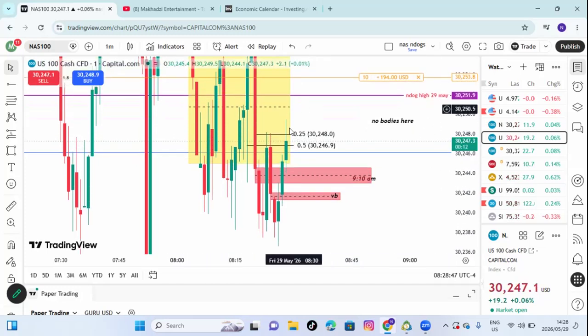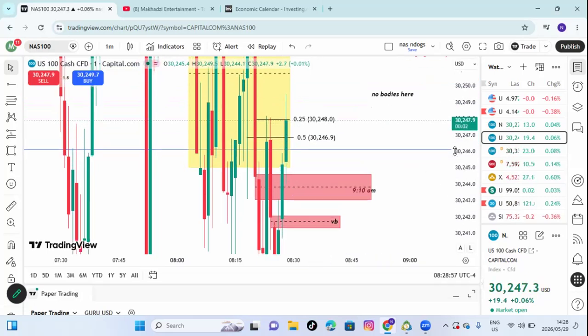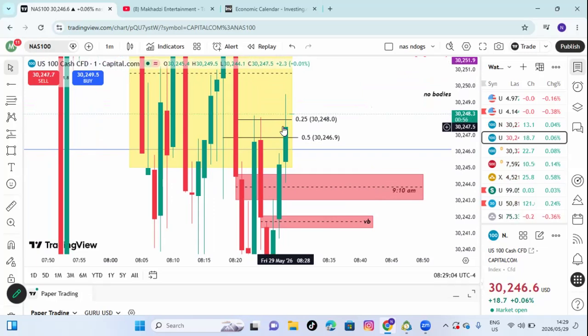And as I said, exactly on this level, we can wick outside of it, but the bodies should be closed below it. We should close below it, basically. We can wick outside of it, but close below it. Just exactly like this. It still means we're bearish. Don't mind the jump here. This is still saying we're still bearish. I know we went above this wick here, but this here, this is signature.